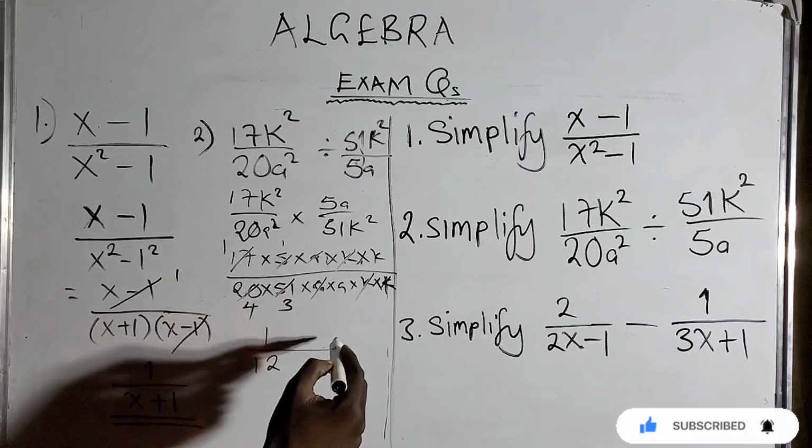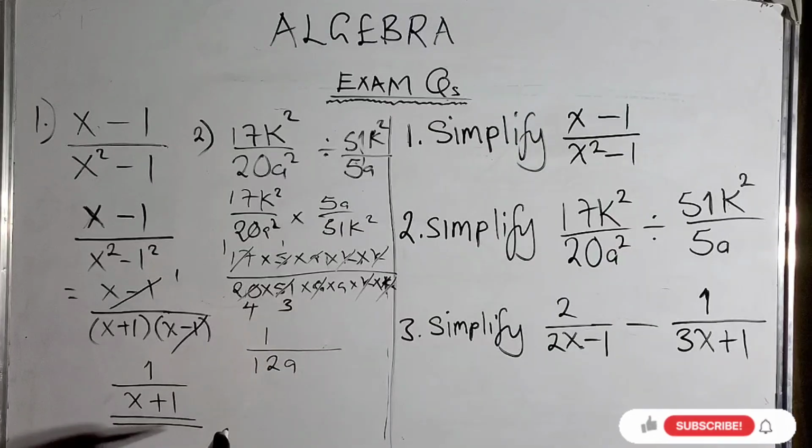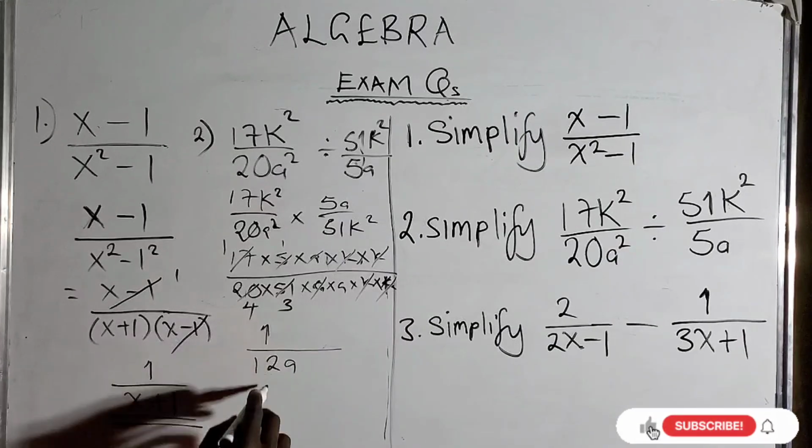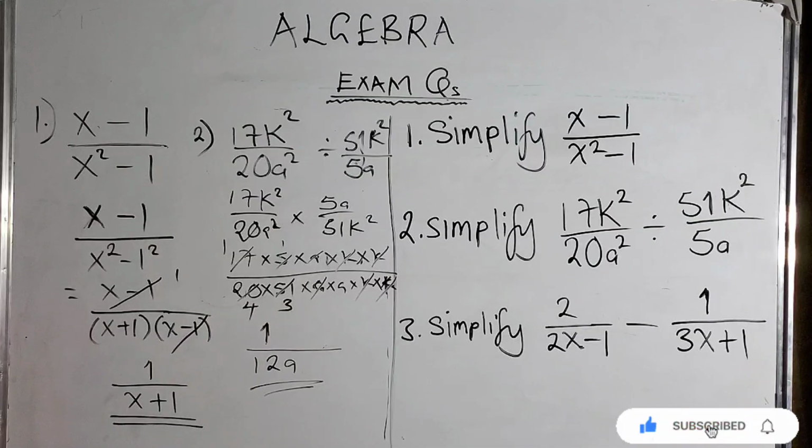A and A cancel. This K and this K will cancel. This one and this one will cancel. So on the denominator here, we're just remaining with the A. This is the answer we have. The answer is 1 over 12A. It is as simple as this. Nice. Let's now solve the last question where we are asked to express this as a single fraction in its lowest terms.